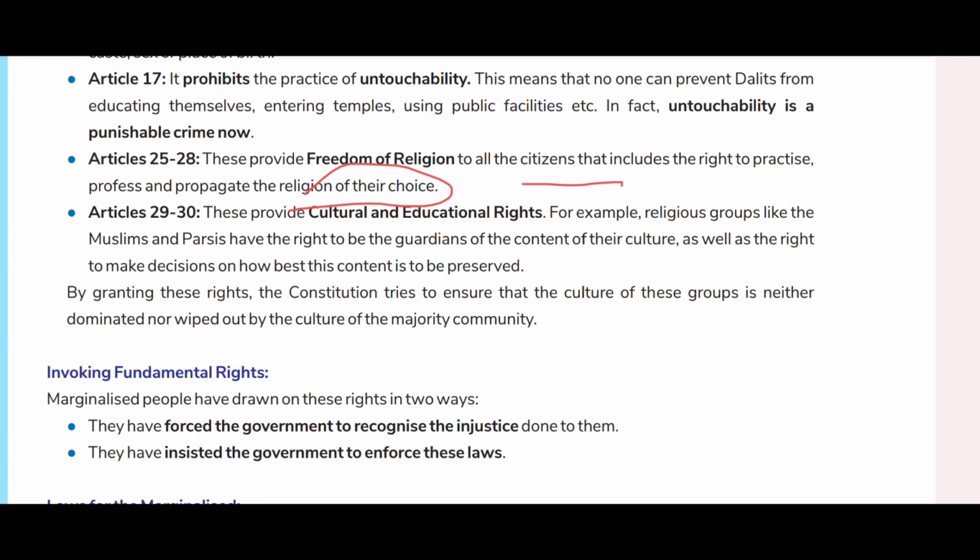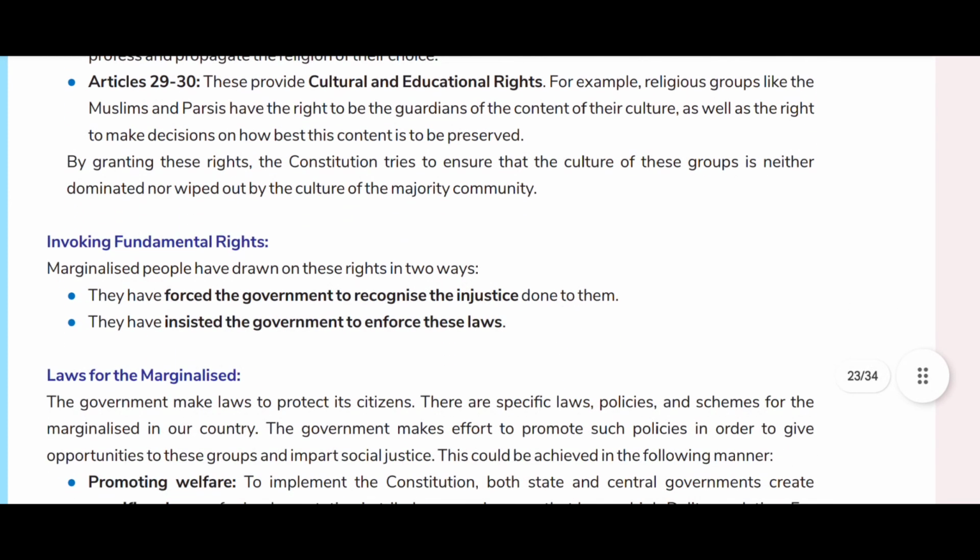Articles 29 and 30 provide cultural and educational rights. For example, religious groups like the Muslims and Parsis have the right to be guardians of the content of their culture, as well as the right to make decisions on how best this content is to be preserved. By granting these rights, the Constitution tries to ensure that the culture of these groups is neither dominated nor wiped out by the culture of the majority community.